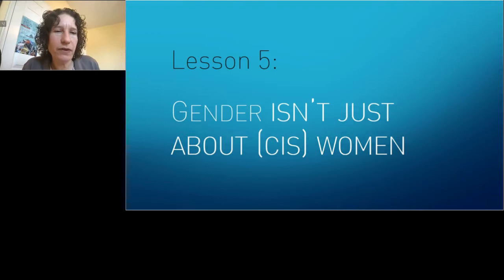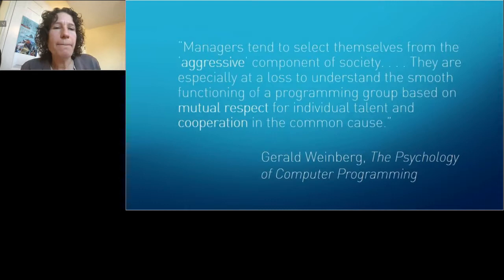According to Weinberg, managers tend to select themselves from the aggressive component of society. They are especially at a loss to understand the smooth functioning of a programming group based on mutual respect for individual talent and cooperation in the common cause. Weinberg advocated for what he called egoless programming, to urge coders to share their code, communicate with team members, and focus on the good of the whole project rather than just their own piece of it.